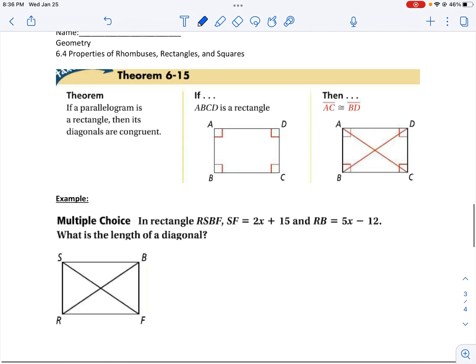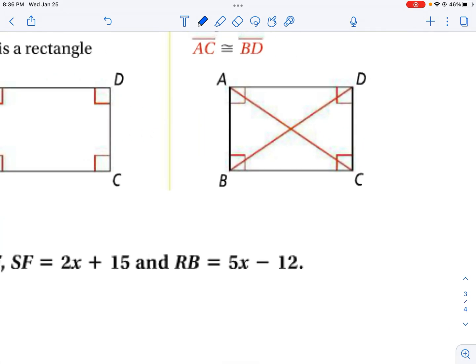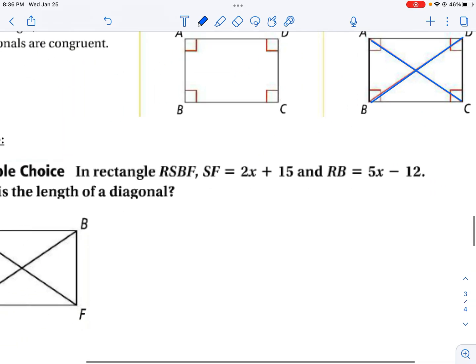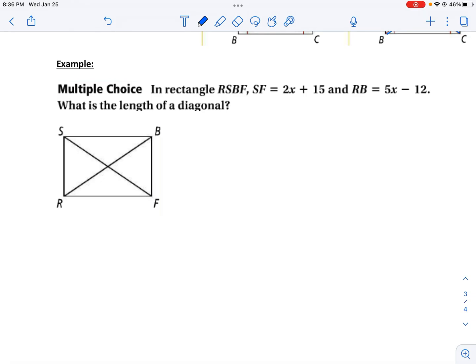All right. Shifting gears here to talk a little bit about rectangles. If a parallelogram is a rectangle, then the diagonals are congruent. So when you draw your diagonals in a rectangle, or if they're given to you, AC and BD are the exact same length. So, in your first example pertaining to rectangles, it says the rectangle RSBF, SF, which is this right here, is 2x plus 15, and RB is 5x minus 12. Well, those are the lengths of the two diagonals.